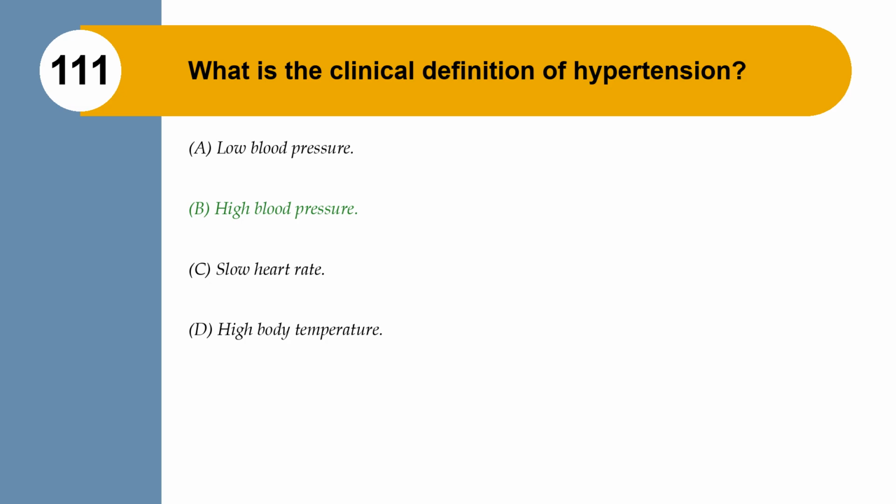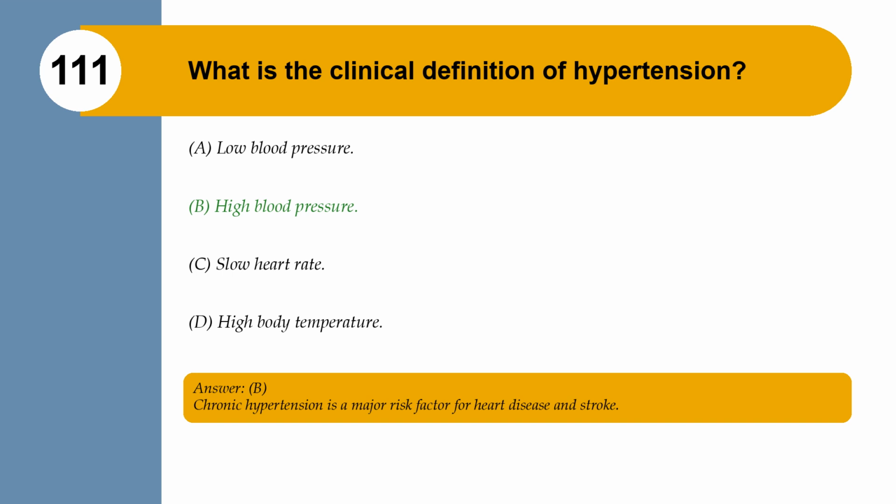The correct answer is option B, high blood pressure. Explanation. Chronic hypertension is a major risk factor for heart disease and stroke.